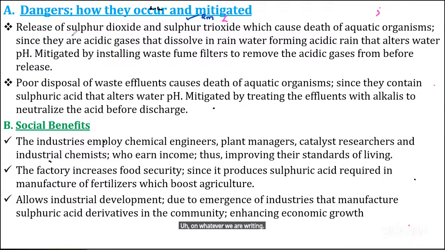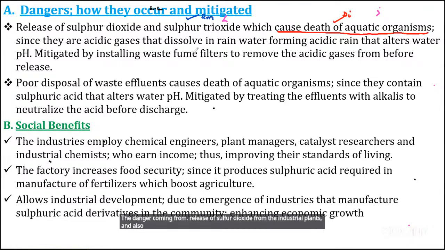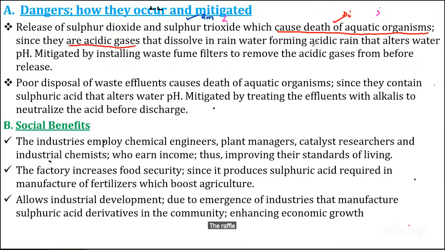There will always be release of sulfur dioxide, which causes death of aquatic organisms. Mentioning this has identified the danger. A danger coming from release of sulfur dioxide from the industrial plants and also sulfur trioxide. Why will they cause death of organisms? These gases are acidic, therefore will form acidic rain, which alters pH, making it unfavorable for organisms.